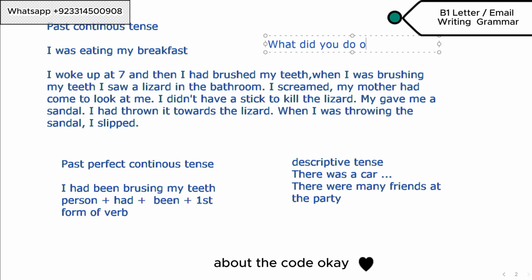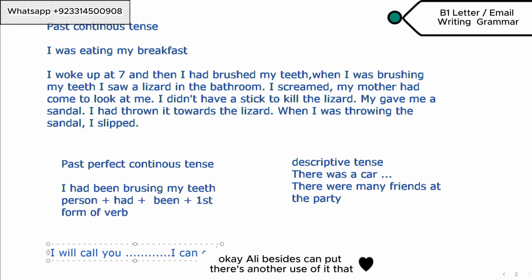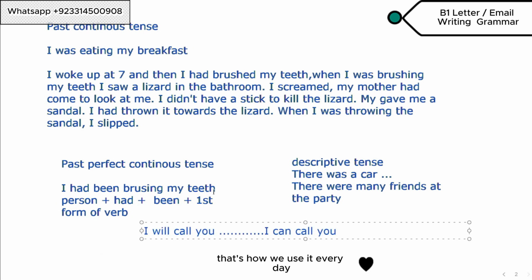What about the could? Okay, now could is not about the past. Could is showing the possibility of something. For example, could is past also, can, could, but it has another use. Like, for example, you tell me, I will call you, right? Or you say to me, I can call you. Okay. Now, Ali, besides can, could, there's another use of it that's how we use it every day.